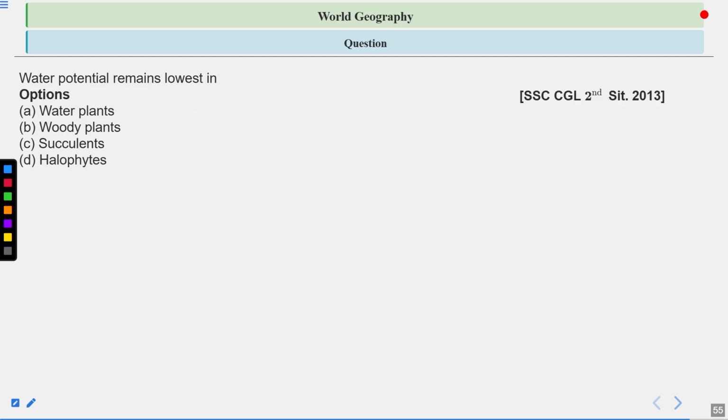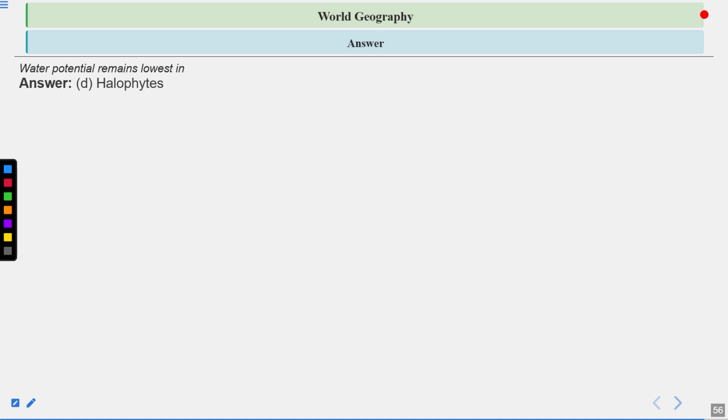Water potential remains lowest in: water plants, woody plants, succulents, or halophytes. So, the correct answer for this question will be halophytes.